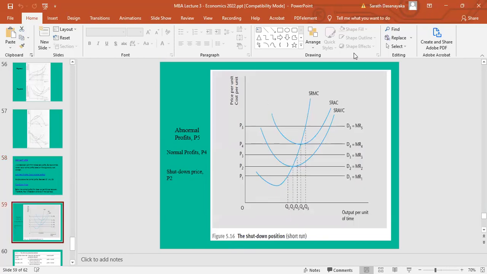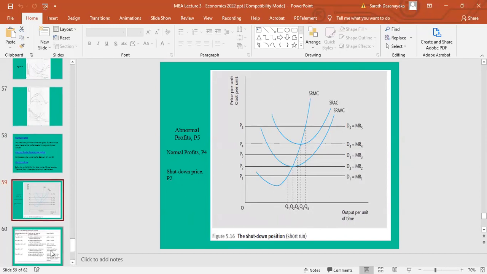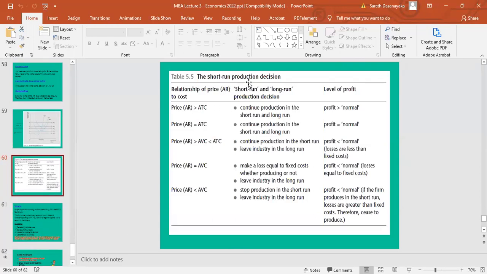Then you can say this is the way businesses are taking decisions. Then the P5 situation, what is it? You have abnormal profit. And in the P4 situation, you have a normal profit. And if you have the P2 situation, the shutdown situation, then they recover some part of the fixed cost, but the variable cost they don't get, so they like to shut down. This is the way companies are deciding whether to continue or not. Then you have this table of short-term production decisions, and in both these situations they will decide to leave the industry in the long run, then they stop production in the short run.